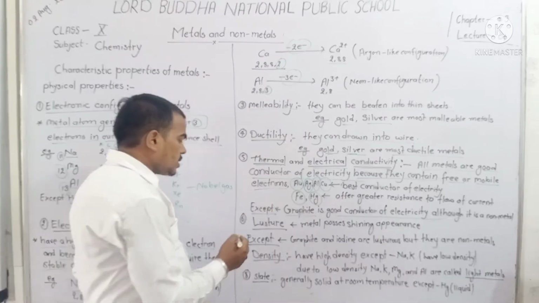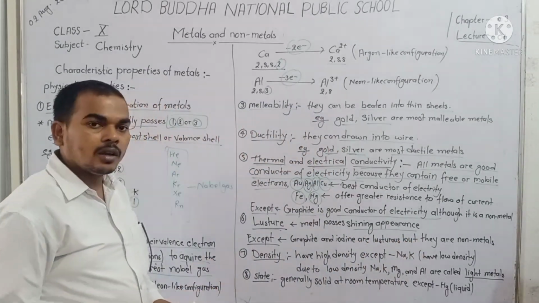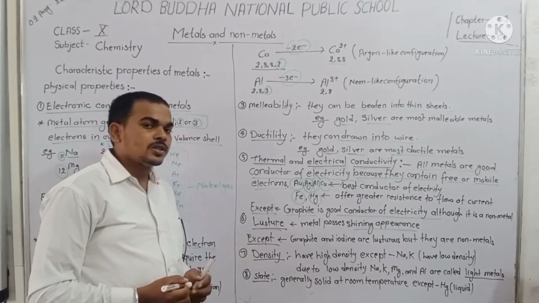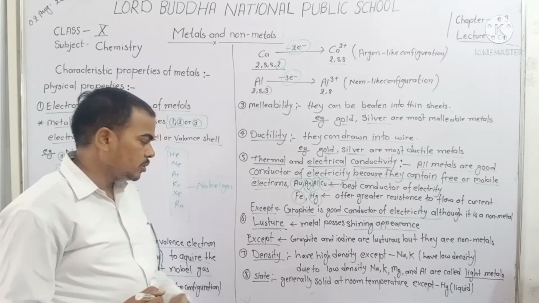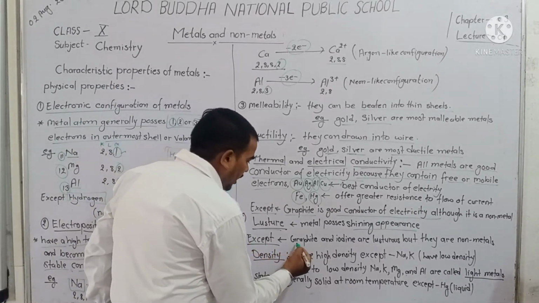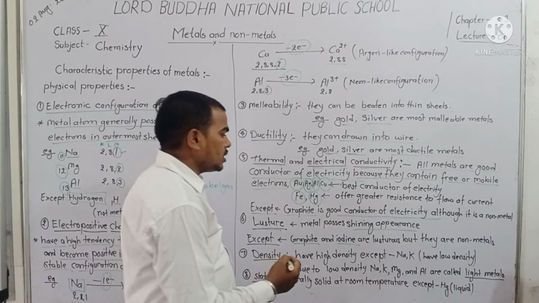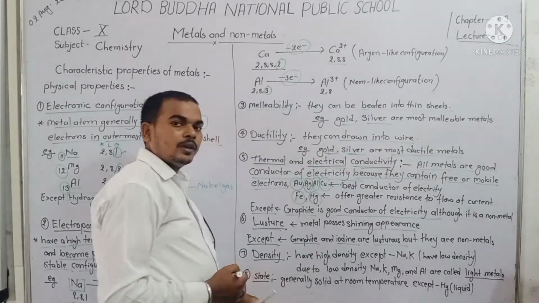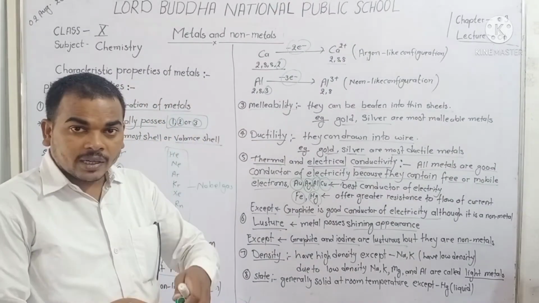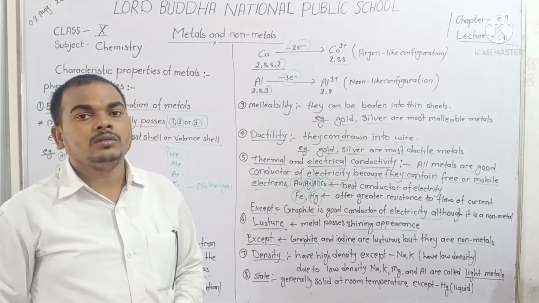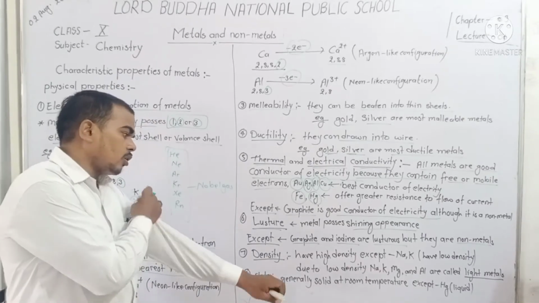Okay, student. Luster means shining. Shining appearance is the luster. Yes, student. You know that mostly metals have shining. That is the property of luster. But student, graphite is a non-metal and iodine is also a non-metal, but they have lustrous properties. Always remember, metals have the luster property, but graphite and iodine are non-metals that also have the luster property.